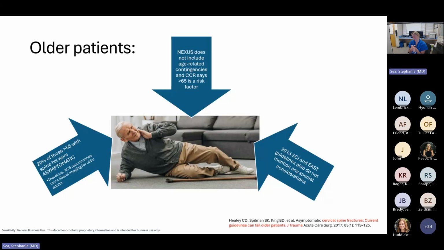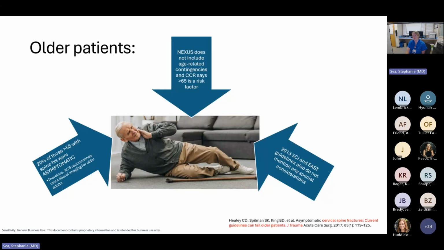So 20% of these patients older than 55, their spine fractures truly were asymptomatic. This is why we're also a little more liberal when I say, oh, we're getting a head CT and we also need to check for rib fractures, but we're just going to go ahead and throw in that cervical spine, because these will always tend to sneak in, and it never surprises us when they have an extra fracture somewhere along the spine.